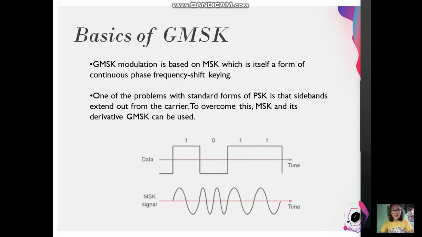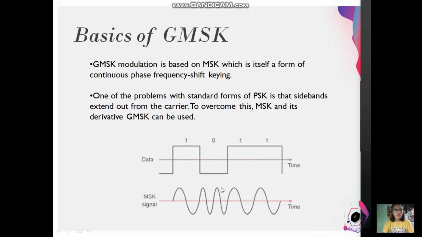Now, basics of GMSK. GMSK modulation is based on MSK, which is itself a form of continuous phase frequency shift keying. One of the problems with standard forms of PSK is that sidebands extend out from the carrier. To overcome this, MSK and its derivative GMSK can be used. MSK and GMSK modulation is also known as a continuous phase scheme. Here, there are no discontinuities because frequency changes occur at the carrier zero crossing points.